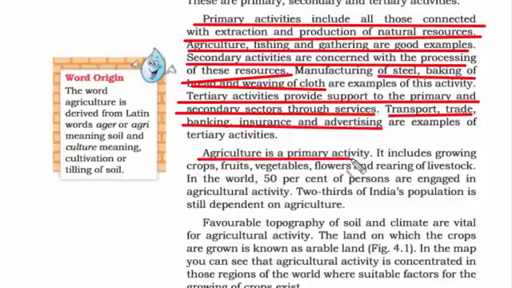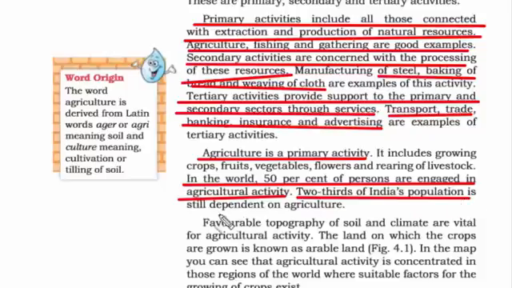So agriculture is a primary activity because to do anything you need food. To win a war you need food. You cannot win a war on an empty stomach. Therefore agriculture is the primary activity. And in the world 50% of people are engaged in agricultural activity. And when it comes to India, 2/3 of India's population is still dependent on agriculture because India is an agrarian country. So we know that to have a good agriculture we need favorable topography, which means the physiography of the place, and then the soil, the climate. These are all crucial things for flourishing agricultural activity.